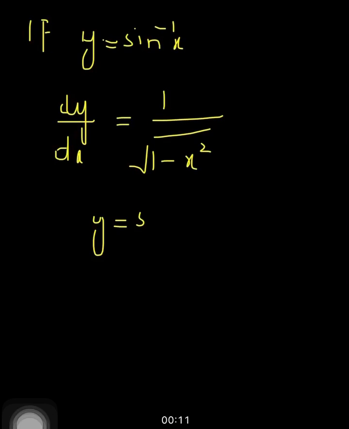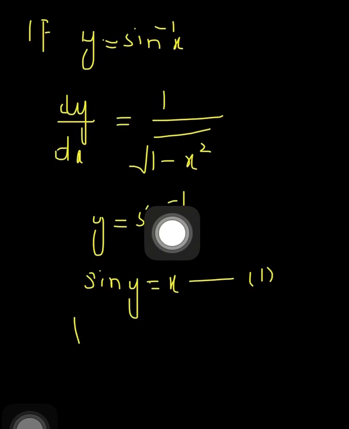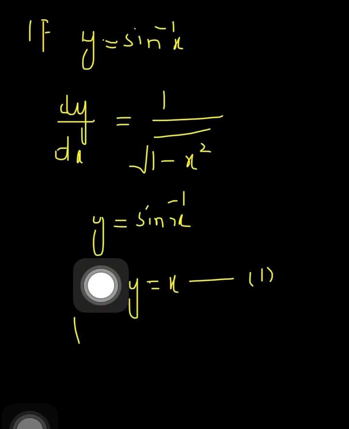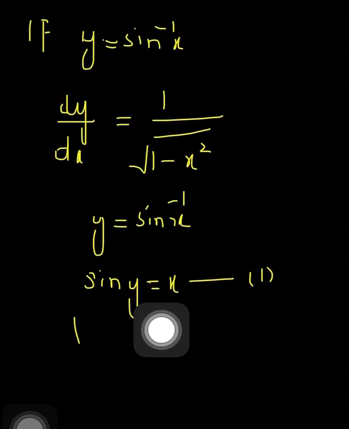For this, first of all, I am going to take the function that is given, y equals sine inverse of x, and write it as sine y equals x. I can say this is equation 1 here, because this is the inverse. That means if I take this value to the other side of the equal sign, I multiply it here. So sine of y equals x, this is equation 1.